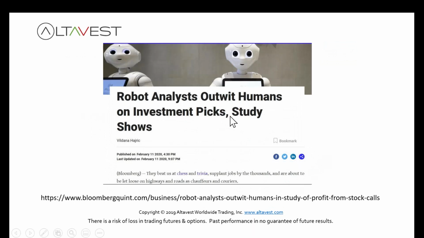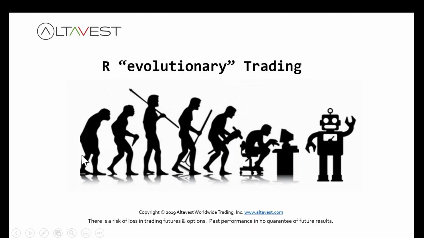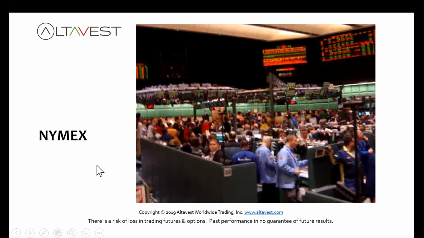Bloomberg says robots are outwitting humans on investments. I think we can agree that that's probably happening. If computers can beat a chess player, then they're probably better traders. So that's called revolutionary trading. Here you can see from, what is that? Probably Cro-Magnon man to the robot. So this is what it used to look like not too long ago, folks. I took this grainy video on the trading floor.